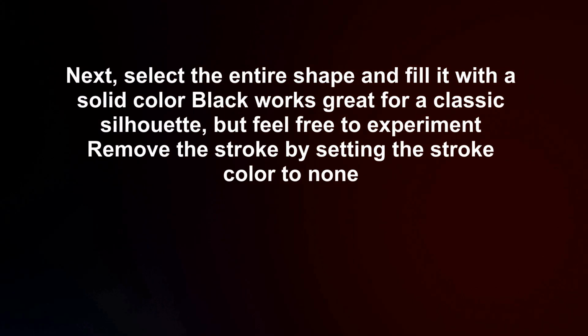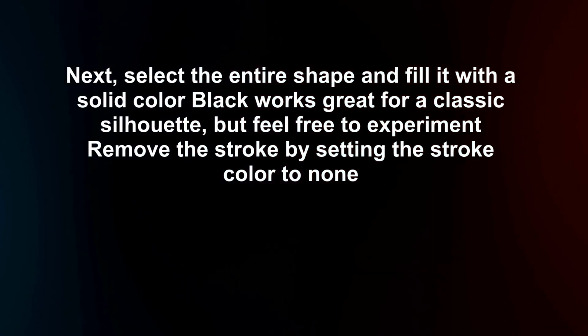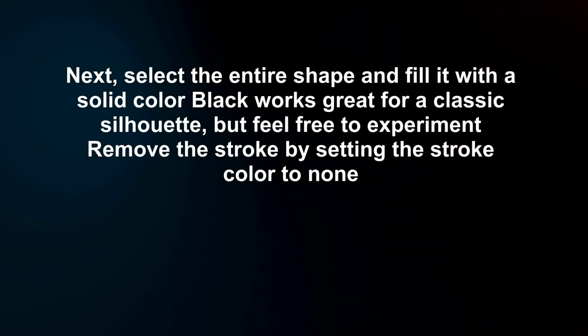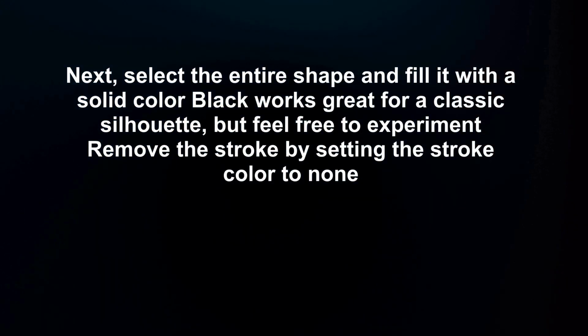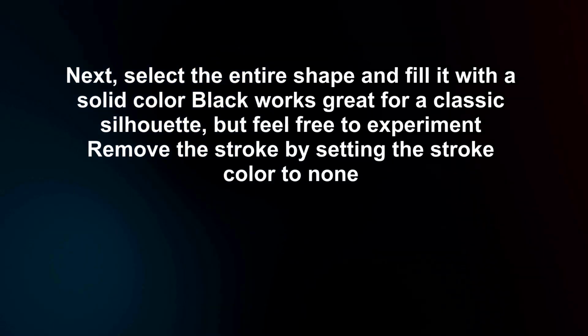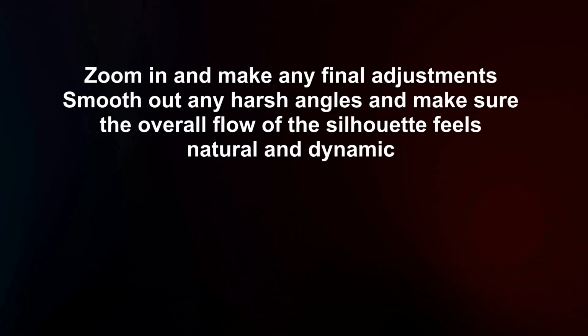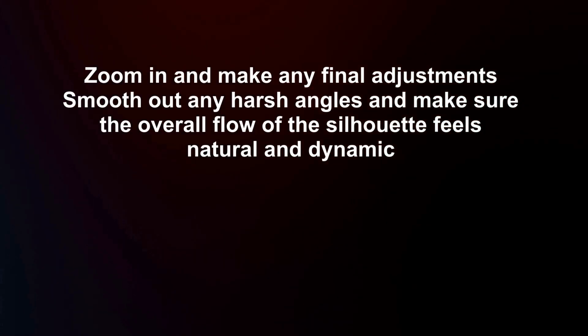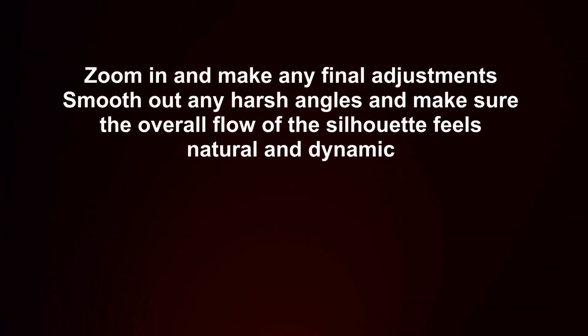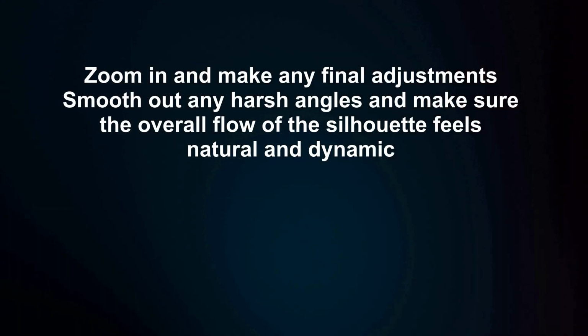Next, select the entire shape and fill it with a solid color. Black works great for a classic silhouette, but feel free to experiment. Remove the stroke by setting the stroke color to none. Zoom in and make any final adjustments. Smooth out any harsh angles and make sure the overall flow of the silhouette feels natural and dynamic.